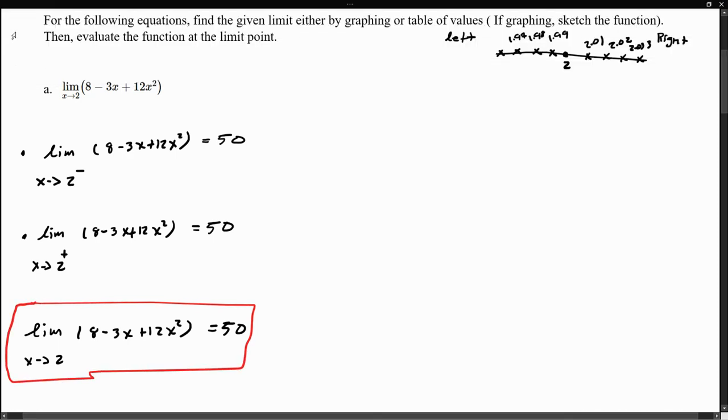And again, all we did here, we just took a look at the behavior of the function. We take a look at the behavior of this function as x approaches 2 from the left. We take a look at the behavior of this function at 2 from the right. We saw that they're meeting the same point, which is 50. So therefore, the limit should be 50.